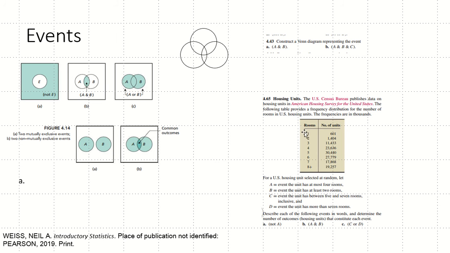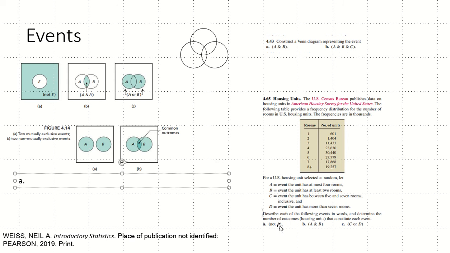We have a table here with rooms and number of units. And you have these different events here, event A, B, C, and D. It says here to describe each of the following events in words and determine the number of outcomes, housing units, that constitute each event. And so I'm going to work the problems out with you. Let's begin.